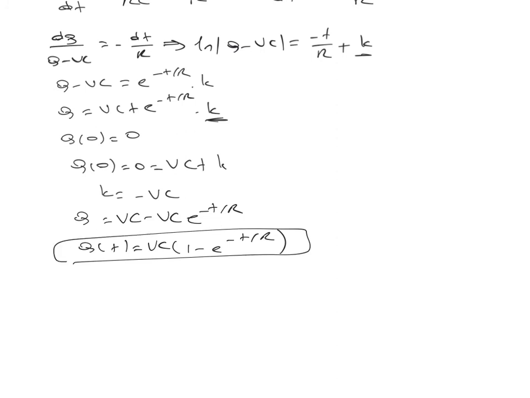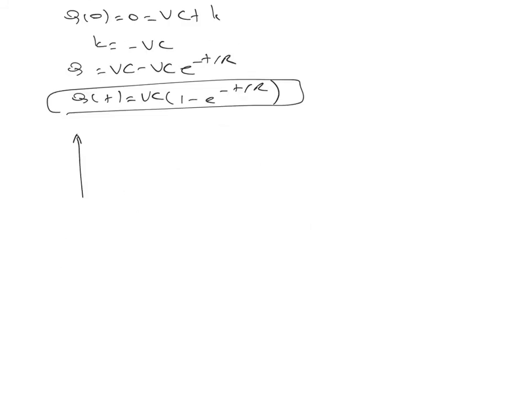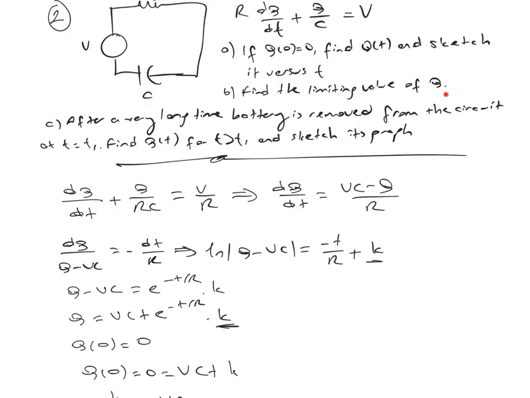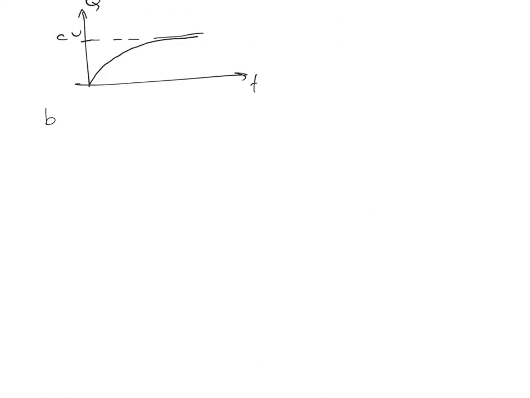And in A, we are asked to find q of t and plot it versus time. On the axes t and q, VC is the constant here. As time passes, the q value will get close to the constant VC value, like here. And in B, we are asked to find the limiting value of q. By limiting value, we are asked to find the equilibrium point. As I mentioned before, the equilibrium point is the point where no change occurs in the function as time goes to infinity. So we are asked to find the value of q at infinity.